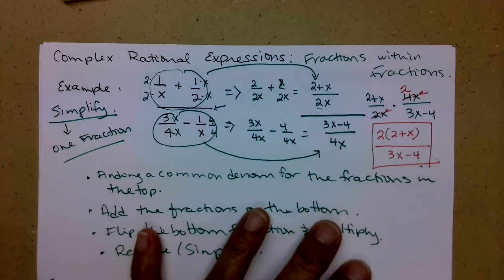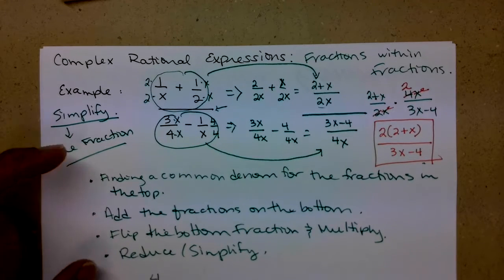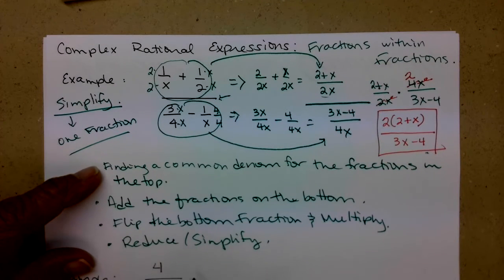Okay, so the next one should be a little bit faster, so we won't write our instructions again. We're just going to follow them. So the first thing, find a common denominator for the fractions in the top.